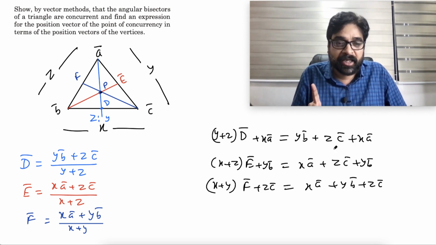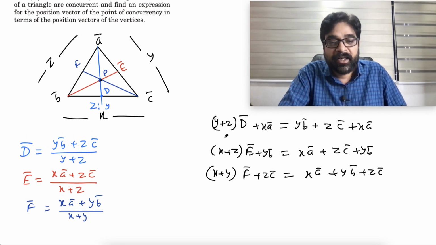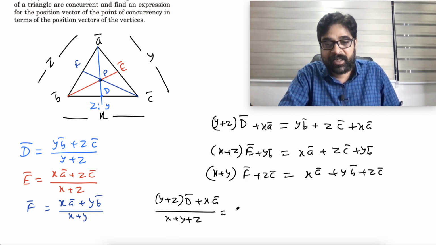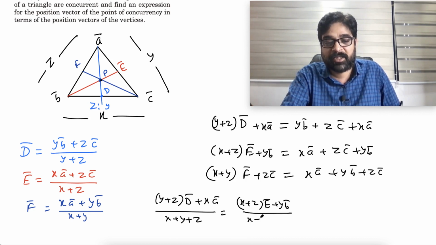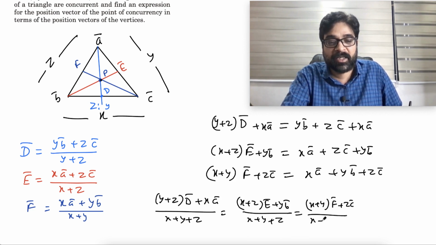X plus Y plus Z, X plus Y plus Z, X plus Y plus Z. Now whatever sum of the scalars is there, divide throughout and equate them. So what are you going to get? I am going to get Y plus Z into D plus XA by X plus Y plus Z is equal to X plus Z into E plus YB by X plus Y plus Z, which is equal to X plus Y into F plus Z into C by X plus Y plus Z.